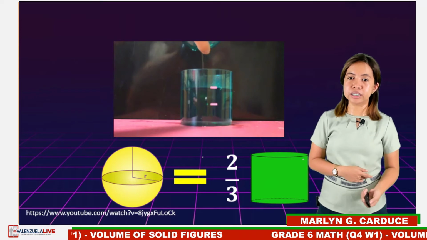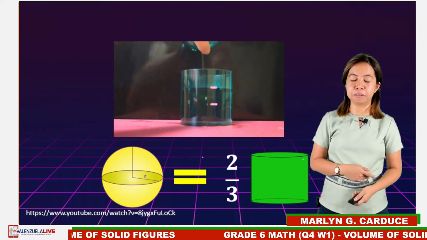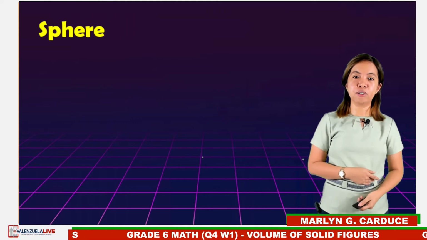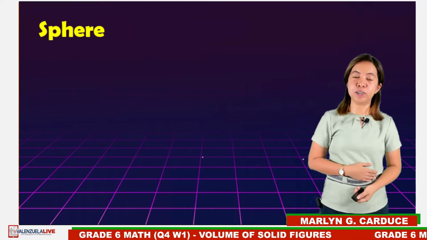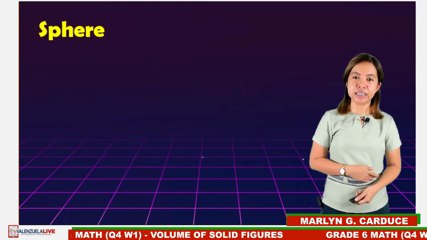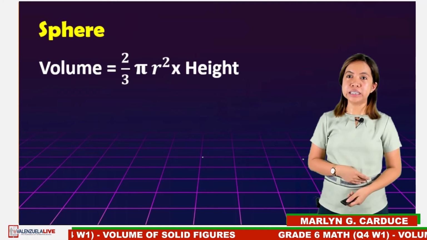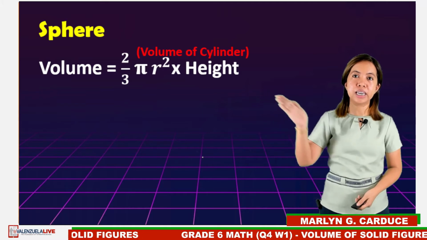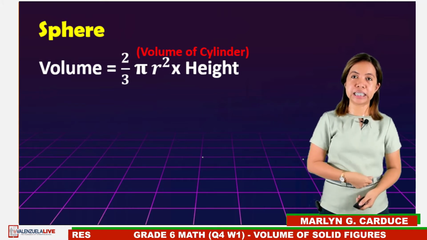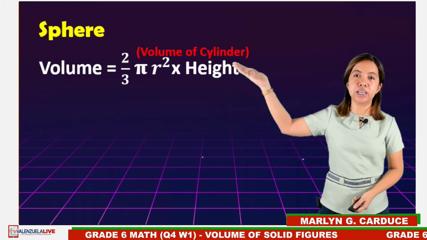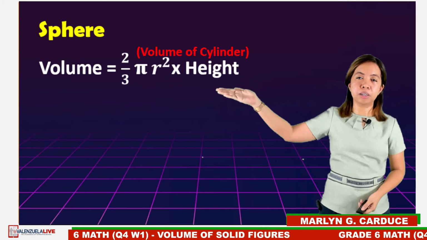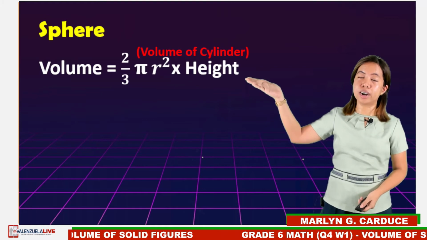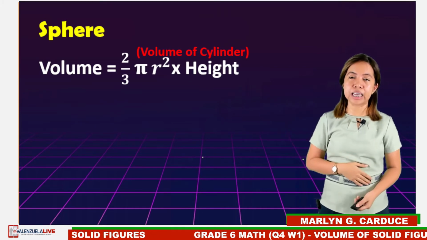So this result leads to the formula in solving for the volume of a sphere. So that is 2/3 multiplied by the volume of a cylinder, or 2/3 times pi times r squared times the height.